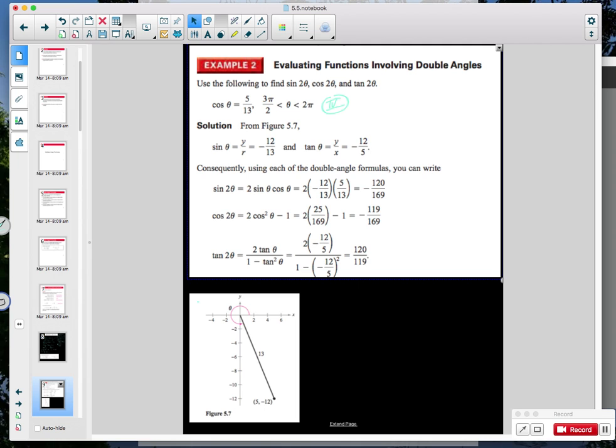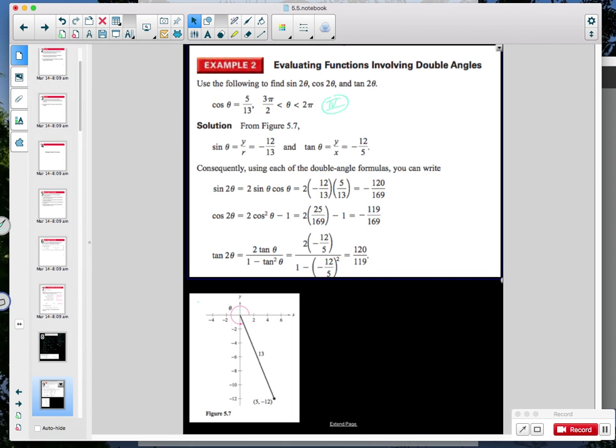So solving it would give me 12 for the opposite. Let's do it.